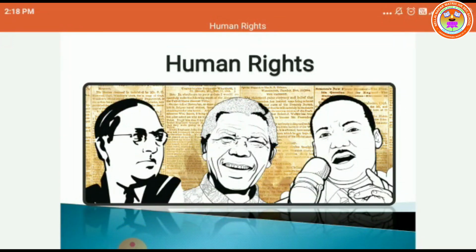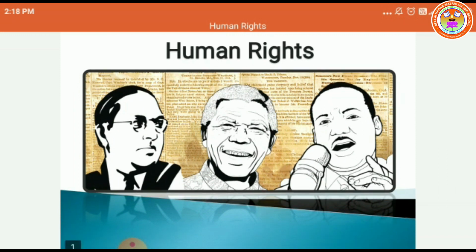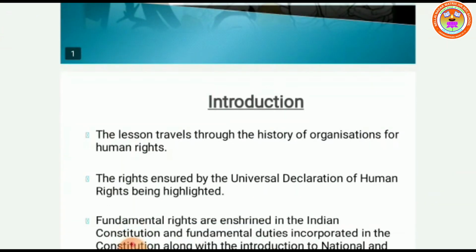In this chapter, we are going to see about human rights. We all have rights, and in this chapter we are going to study about that. What are human rights? What are called child rights? What are called labor rights? And what are the rights we have as humans? So we are going to go with the introduction.